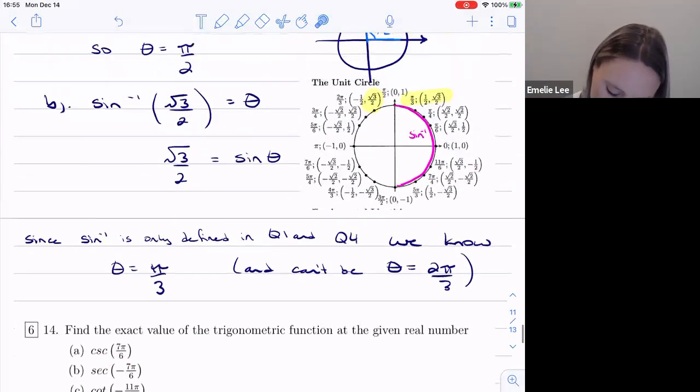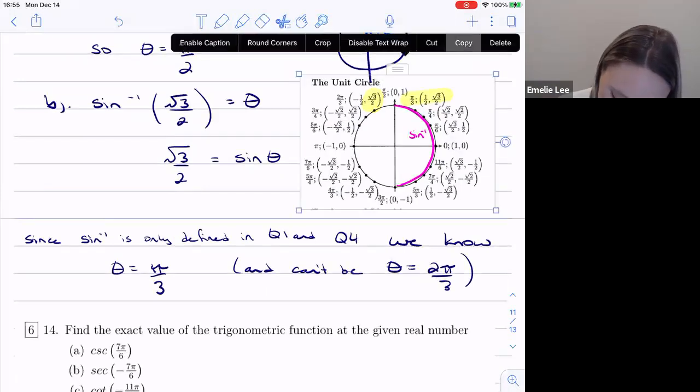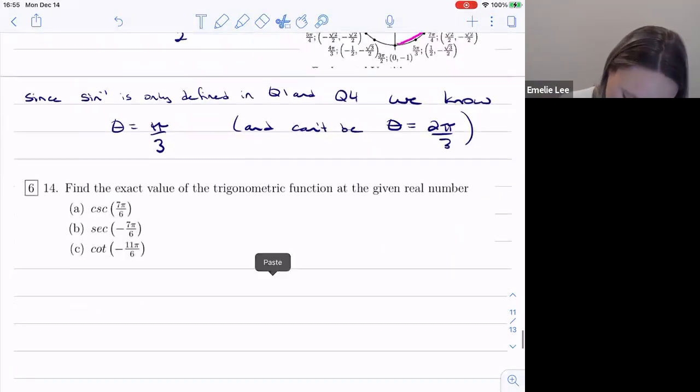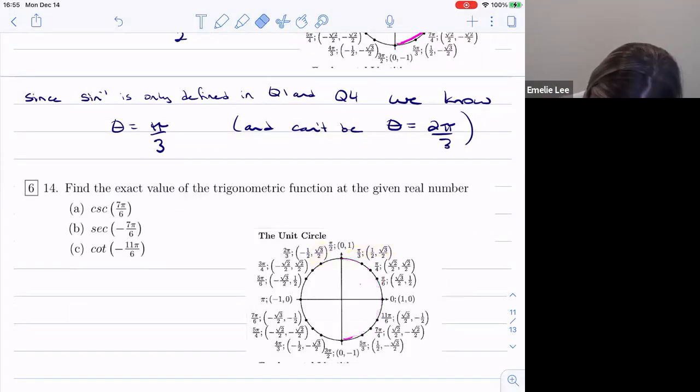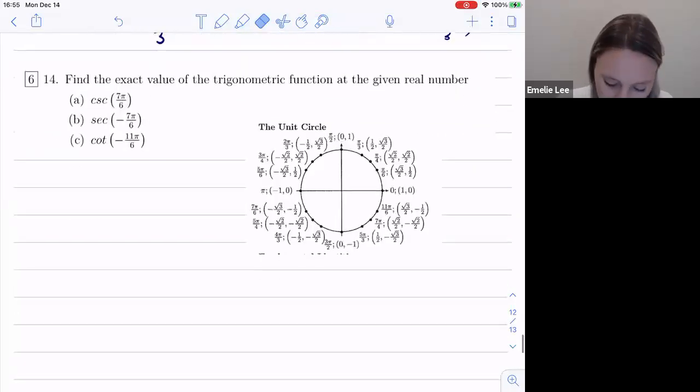So first off, I'm going to grab this unit circle here and hopefully be able to erase these. Awesome. Okay. So 7 pi/6, I've got 7 pi/6 here, right? So I know that the cosine of 7 pi over 6 is negative root 3 over 2, and the sine of 7 pi over 6 is negative 1/2. Right, so I can use those to find the cosecant.